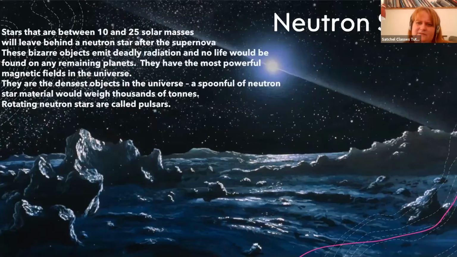So I'll move myself down for a minute, I'm sort of blocking the picture there. Okay, a neutron star. So these are very interesting things. Between 10 and 25 solar masses would create a neutron star. They're very bizarre objects. They're one of my favourite objects in the universe to study. They are truly bizarre.